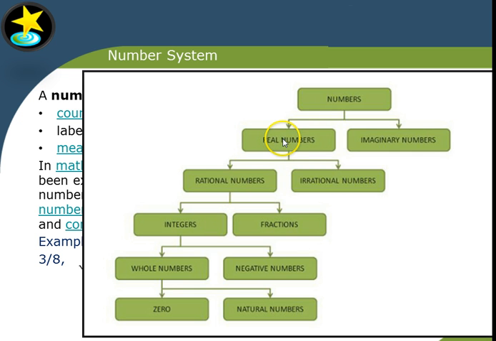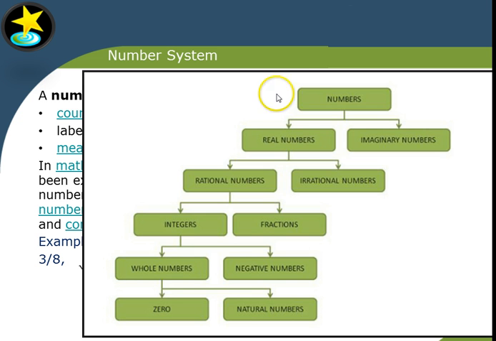Now, real numbers can further be divided into rational numbers and irrational numbers. Again, rational numbers can be divided into integers or fractions. Further, integers can be divided into whole numbers or negative numbers. Again, whole numbers can be divided into 0 or natural numbers.